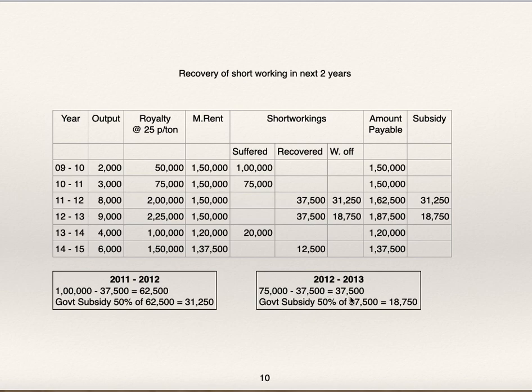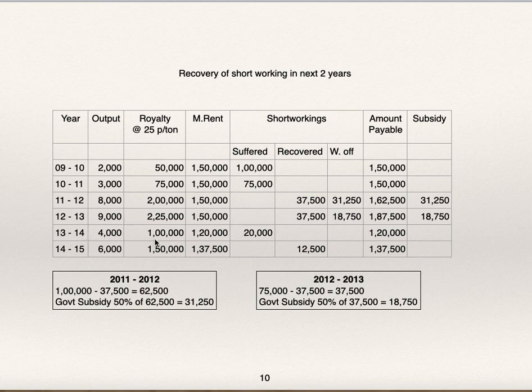So remaining amount is 37,500. 75,000 minus 37,500 is 37,500. Out of that, 50% of 37,500, that is 18,750, he can get as cash subsidy from the state government. So the remaining 50%, 18,750, is to be written off.